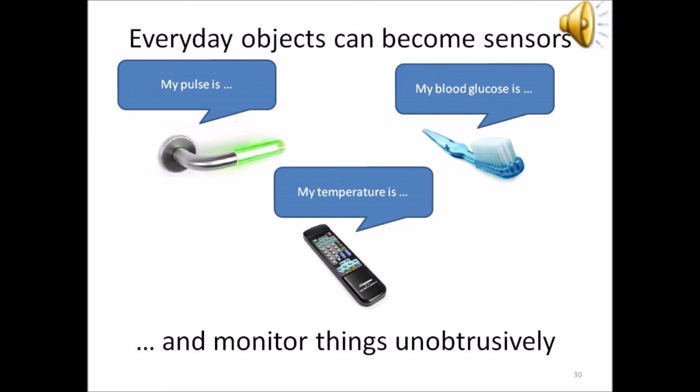This is a slide which tries to explain that every object can become a sensor. It means that you put a sensor into an object and it becomes a sensor object, or sensor-based object. So when you touch your door opener, it can tell you what your pulse is, as it has a pulse sensor attached to it. And when you're brushing your teeth, it can say your blood glucose level is this, because you have a sensor put inside which detects that. And when you touch your remote, it also has a temperature sensor which can detect your body temperature. So now it all becomes objects in which sensors are embedded.